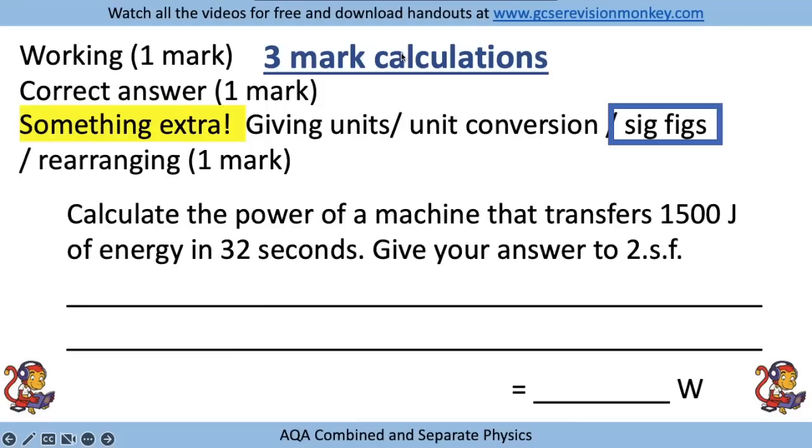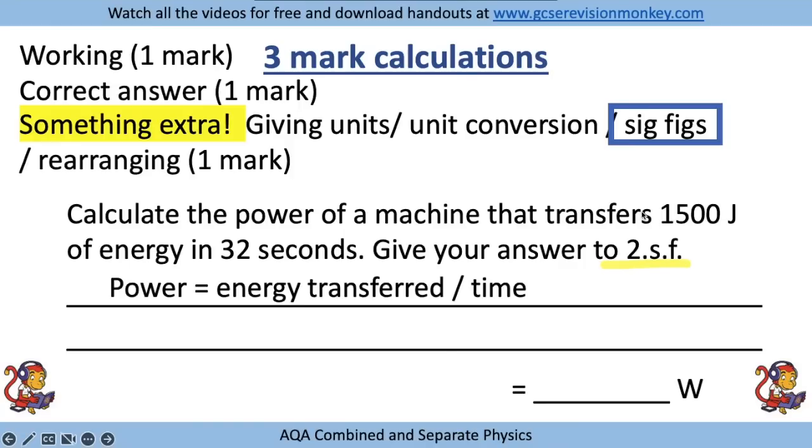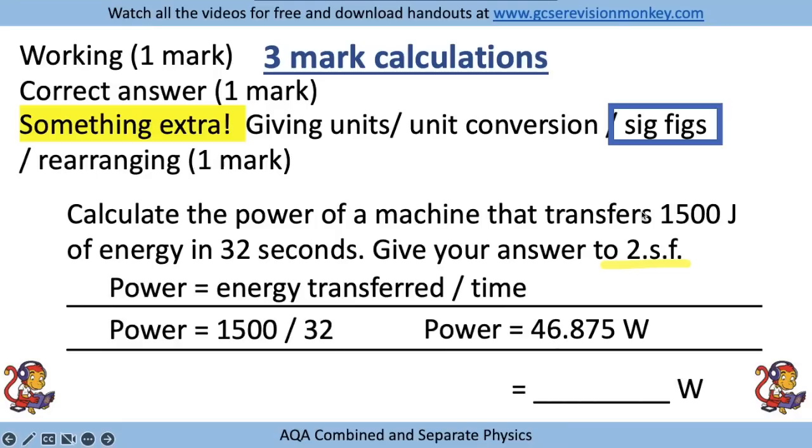Another thing to look out for in 3-mark calculations is giving your answer in significant figures. So here we've got a similar question, but this time it says give your answer to 2 significant figures, and that's what you'd be getting the 3rd mark for. So you put the equation down, put your numbers in, and you write down your answer as you see it on the calculator, but then it asks you to convert it to 2 significant figures, which in this case, you look at the number here, and because 0.8 is 0.5 or higher, this number here will go up to 47. So our answer is 47 watts.